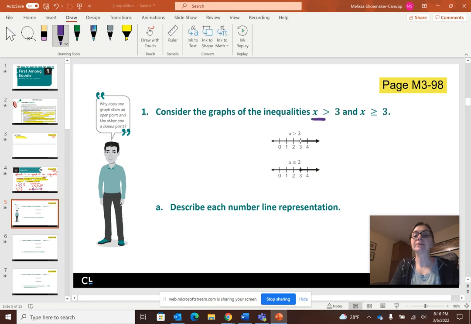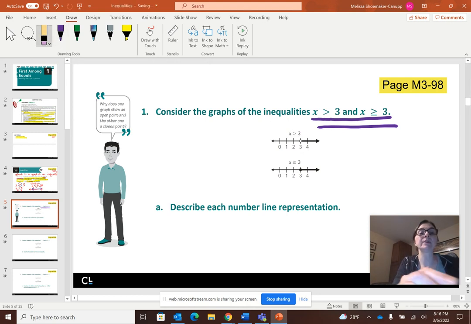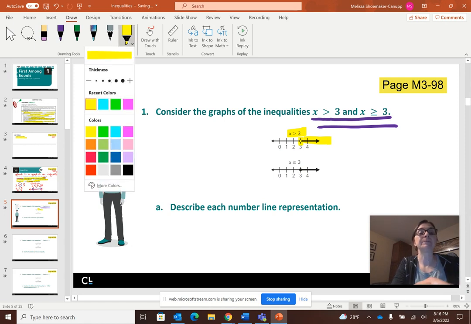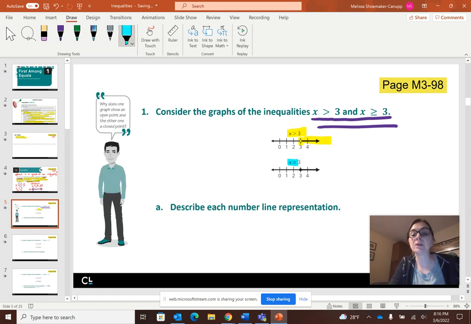Here's a real great place to compare so that you can see the differences. We have x is greater than 3. So we have an open circle. All the numbers to the right are greater than 3. On this one, slightly different. The only difference is my dot is colored in because it's greater than or equal. I hope you guys can see the difference.